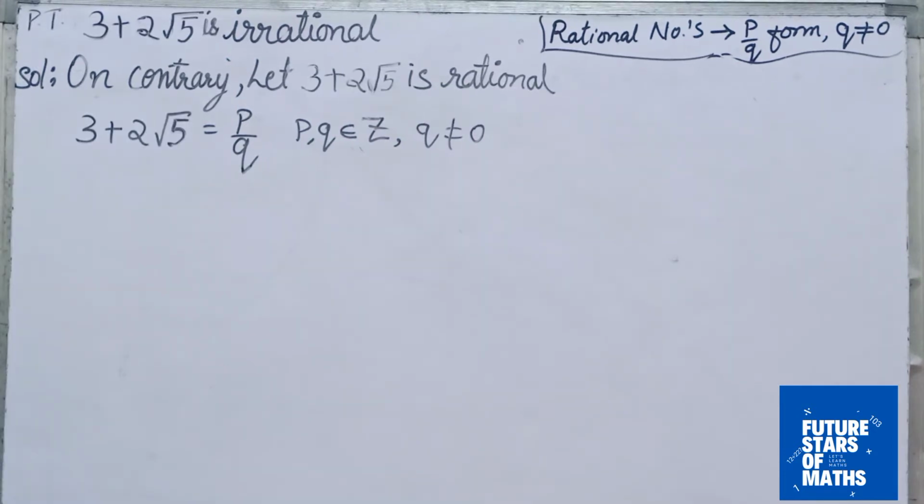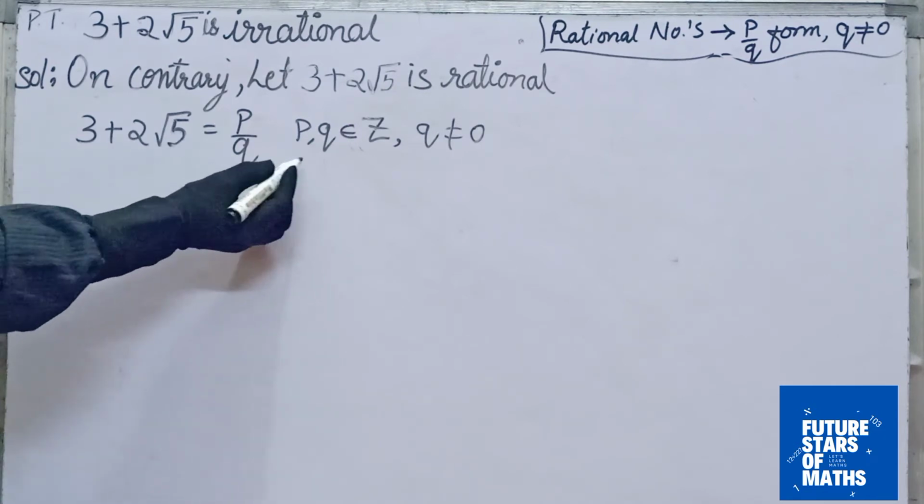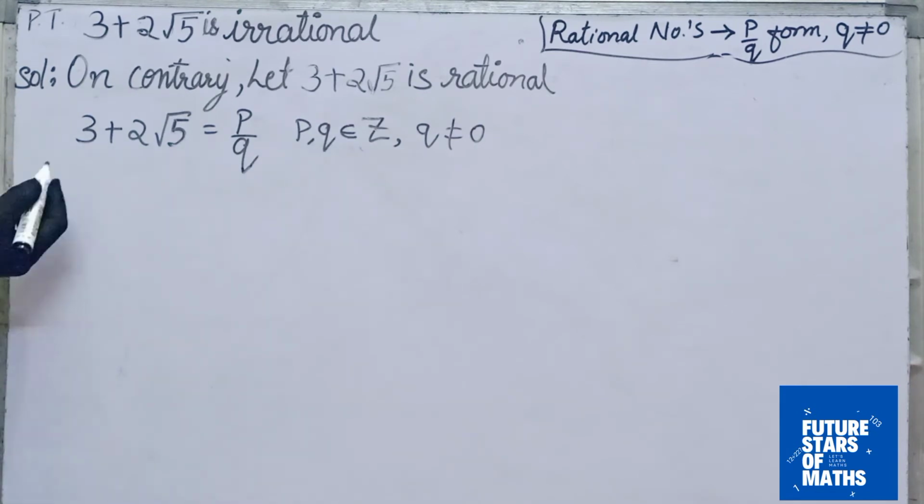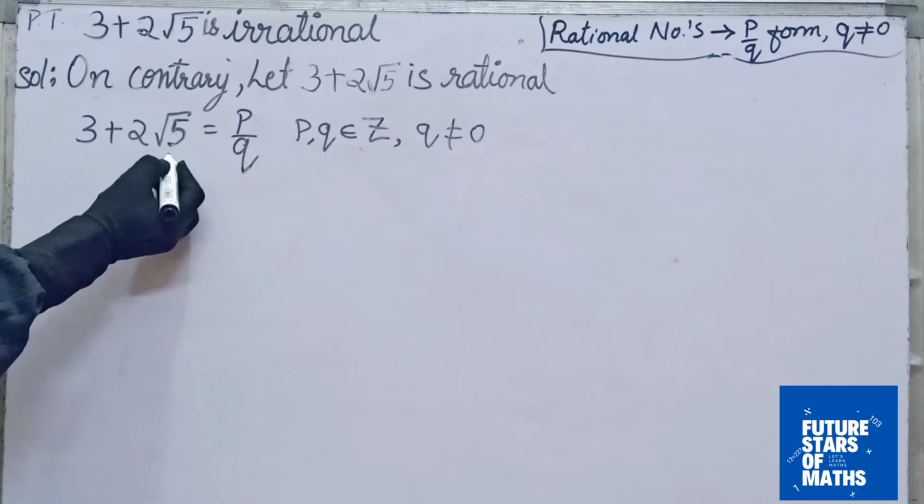Prove that 3 plus 2 root 5 is irrational. So on the contrary, let us assume that 3 plus 2 root 5 is rational. So what do we get? 3 plus 2 root 5 equals p by q, where p and q are integers and q is not equal to 0. Now what will we do? We have to make root 5 the subject.